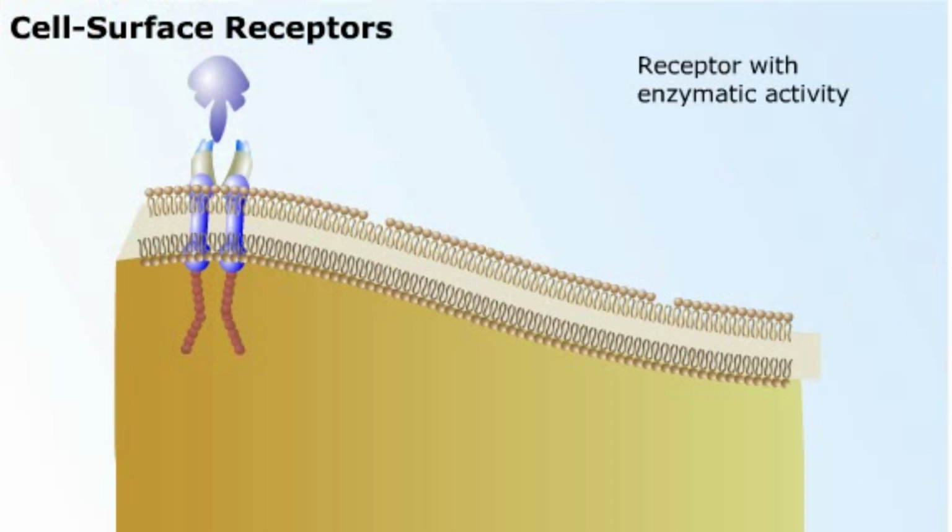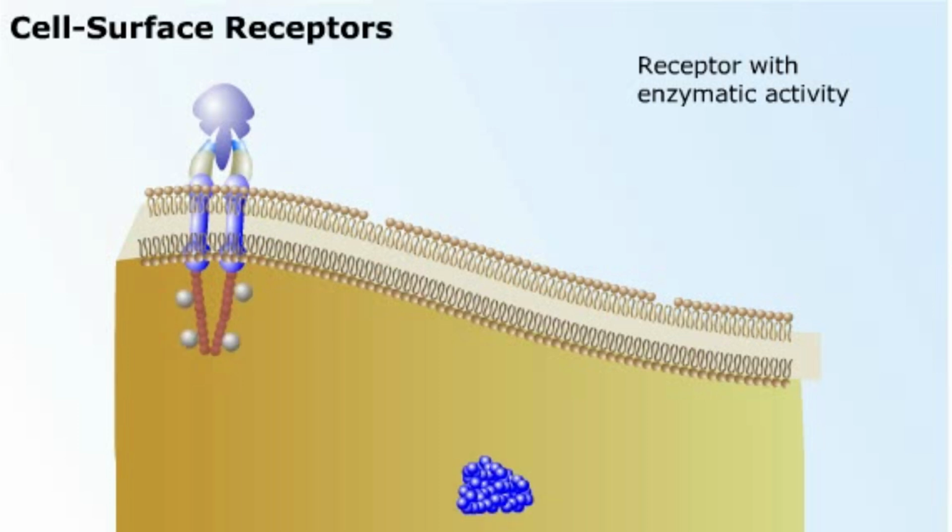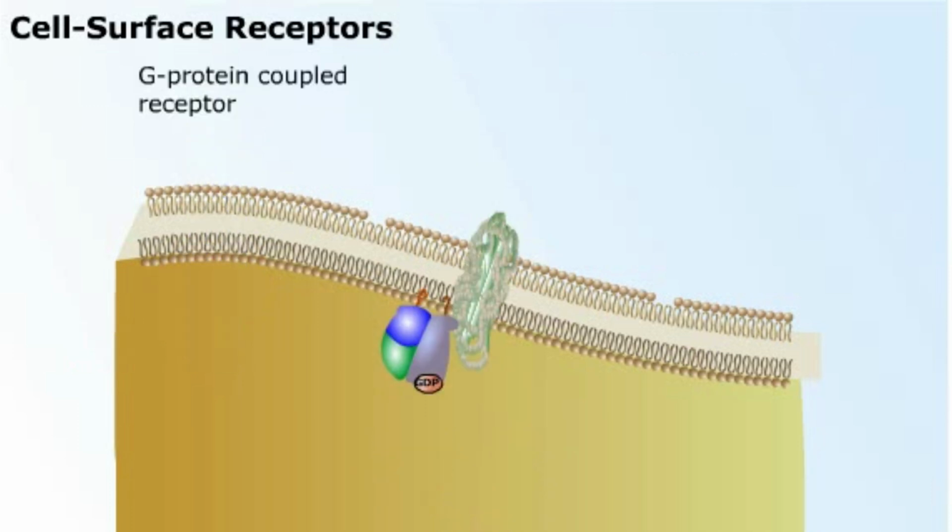Some receptors, when bound by hormone, have an enzymatic activity that phosphorylates proteins in the cytoplasm to activate or deactivate them. The insulin receptor functions in this way. Other receptors activate or inactivate a separate membrane-bound enzyme or ion channel. This activation is mediated by a protein in the plasma membrane. This protein, which binds GTP, acts as a transducer of the hormone signal.